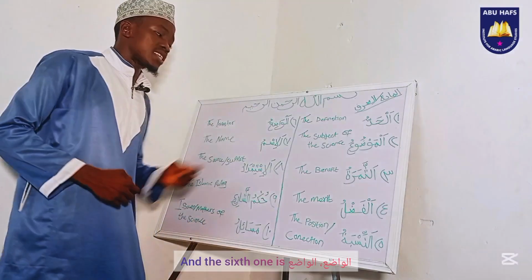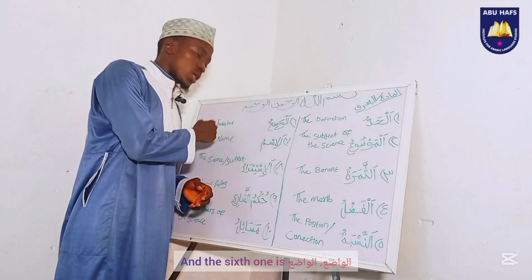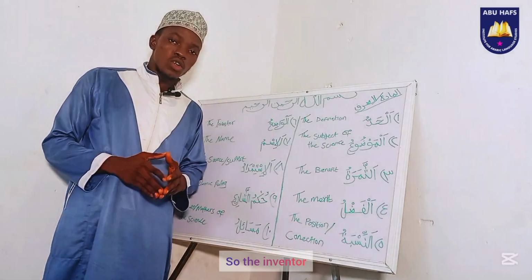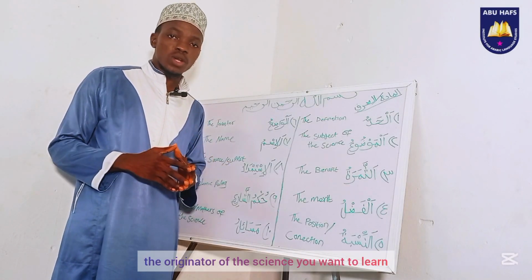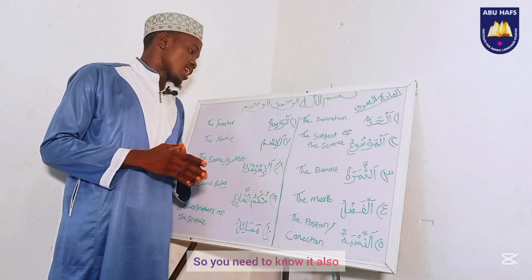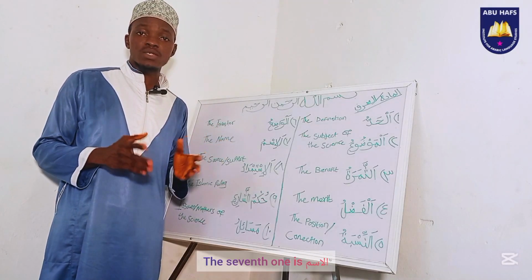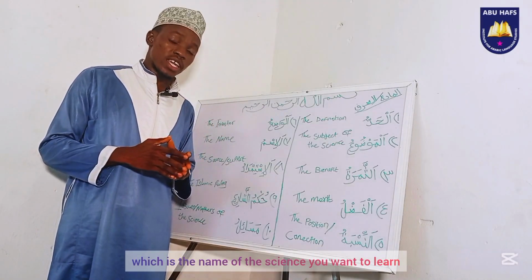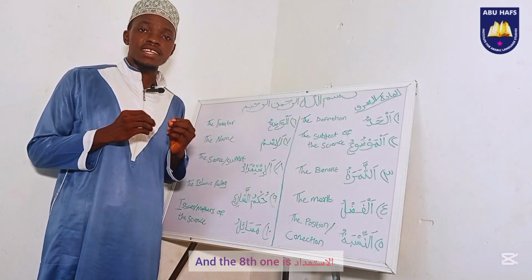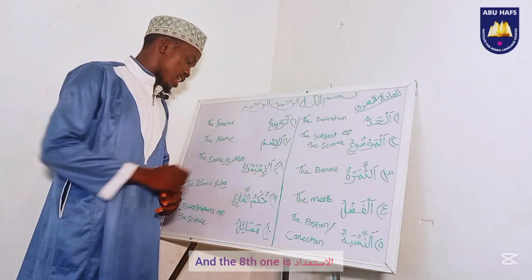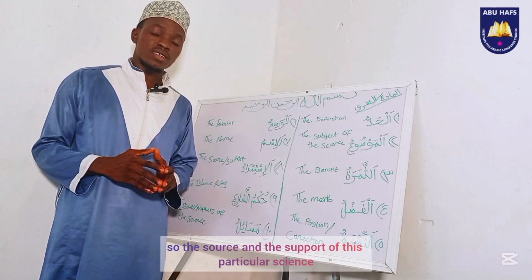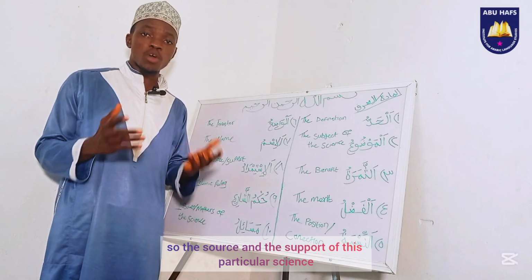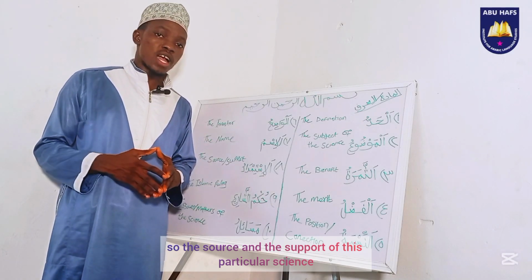And the sixth one is al-wadi', the inventor, the originator of the science you want to learn. So you need to know it also. And the seventh one is al-ismu, which is the name of the science you want to learn. And the eighth one is al-istimdad, the source and the support of this particular science.